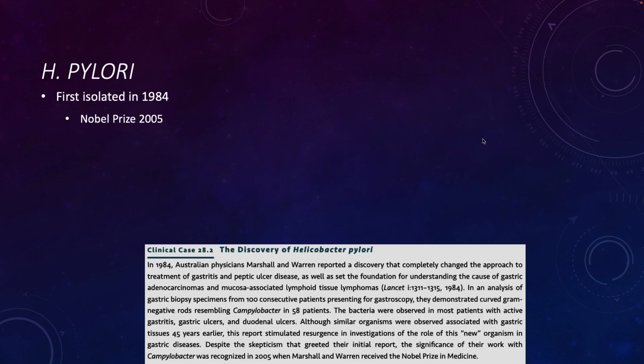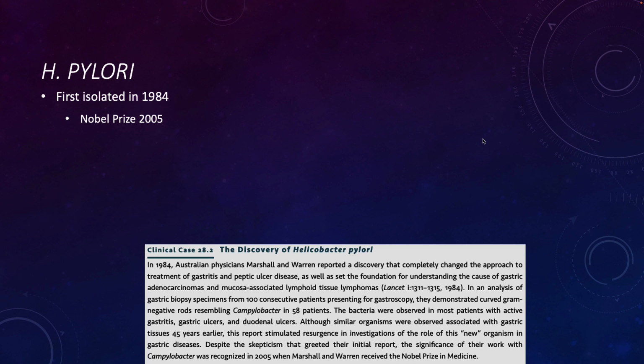Helicobacter pylori was first isolated in 1984, and I'm going to read you this case study of things you should never ever do and how you can win a Nobel Prize if you do those things. So in 1984, Australian physicians Marshall and Warren reported a discovery that completely changed the approach to the treatment of gastritis and peptic ulcer disease, as well as set the foundation for the understanding of the cause of gastric adenocarcinomas and mucosa-associated lymphoid tissue lymphomas.